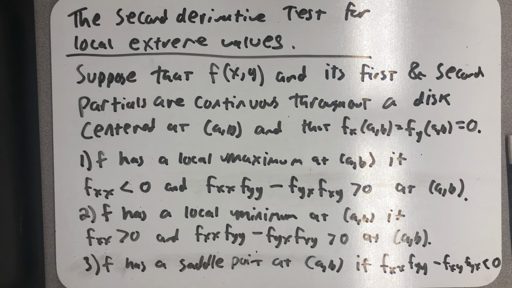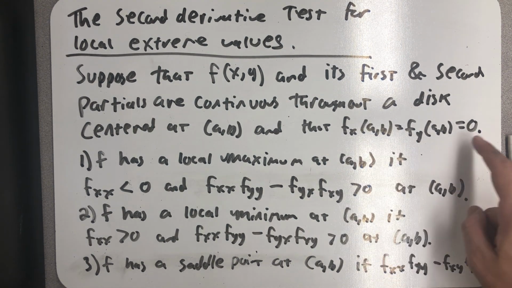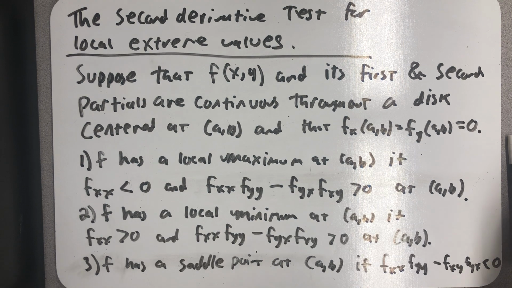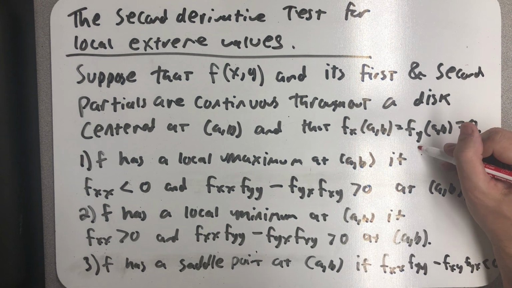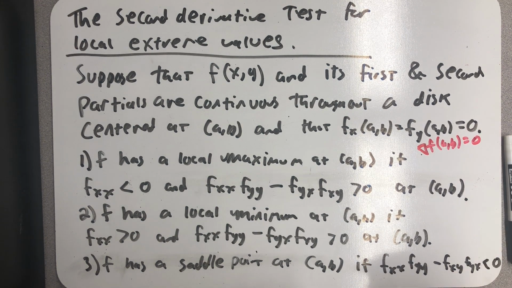Suppose that f of x,y and its first and second partials are continuous throughout a disk centered at (a, b), and that the first partial derivatives evaluated at (a, b) are identically zero. And again, another way of thinking about this is a claim that the gradient vector at (a, b) is equal to 0.